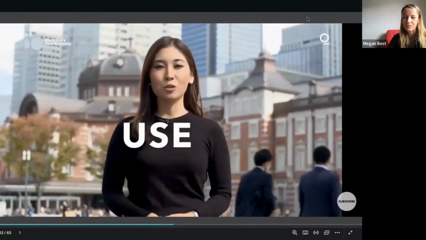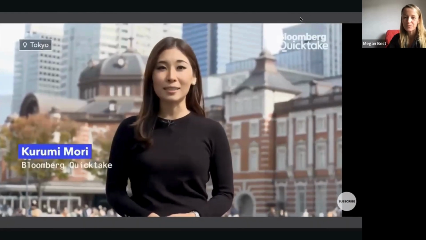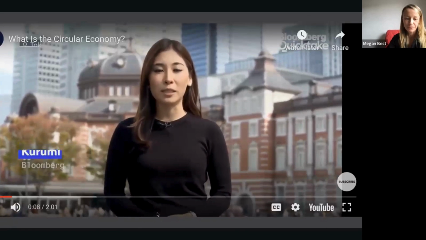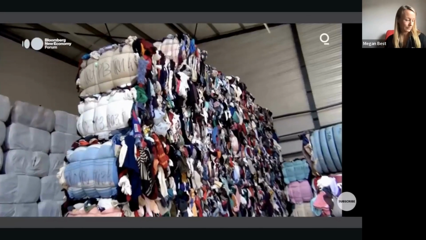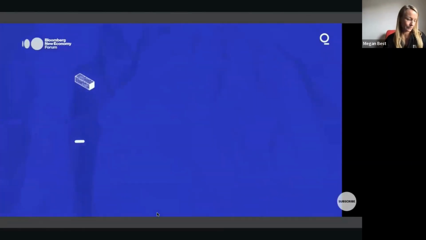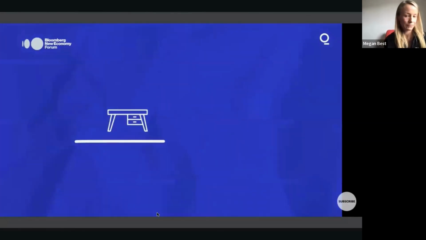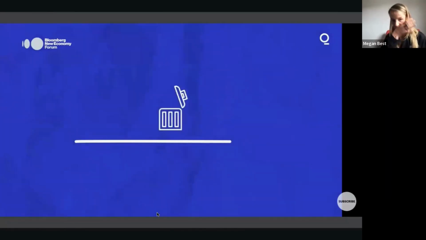Take, make, use, and dispose. For decades, this is how companies have been taking raw materials and transforming them into products purchased by consumers who ultimately toss them out. But now people are challenging this linear model and urging a so-called circular economy. So how is the circular economy different from recycling?